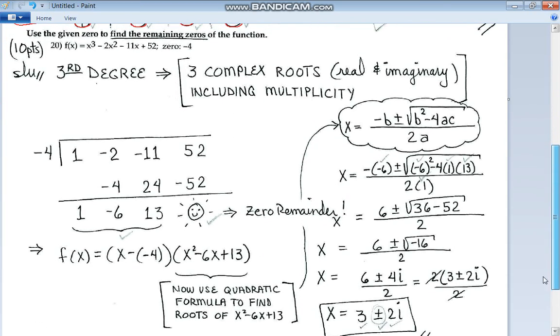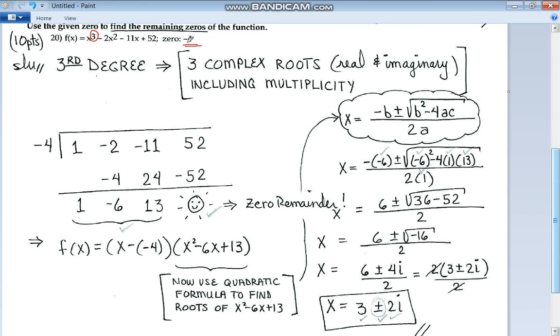Number 20, use a given 0 to find the remaining zeros of the function. The function for number 20 is f of x equals x cubed minus 2x squared minus 11x plus 52. And the 0 is negative 4. Okay, so this happens to be a third degree polynomial. That means it has 3 complex roots. That would include real and imaginary, and it would also include multiplicity if any root appears more than once.